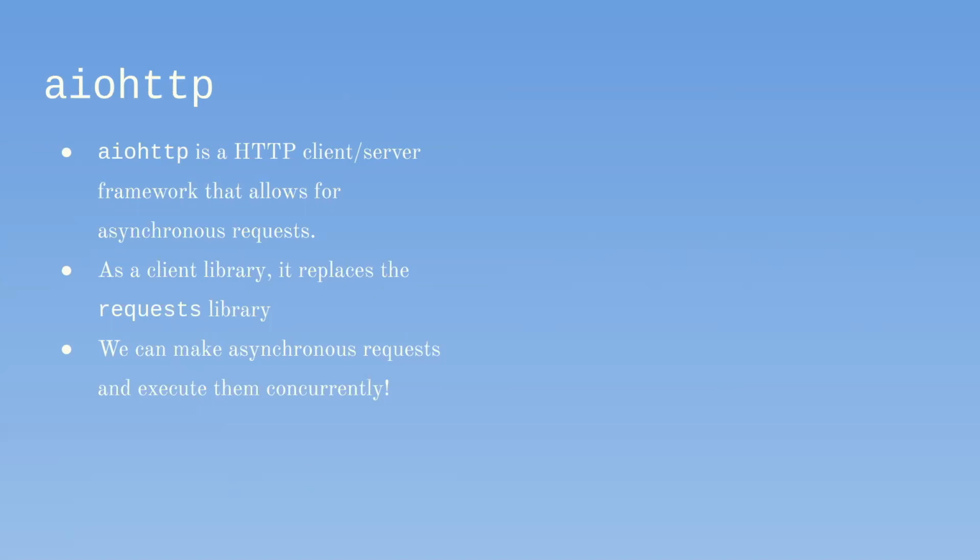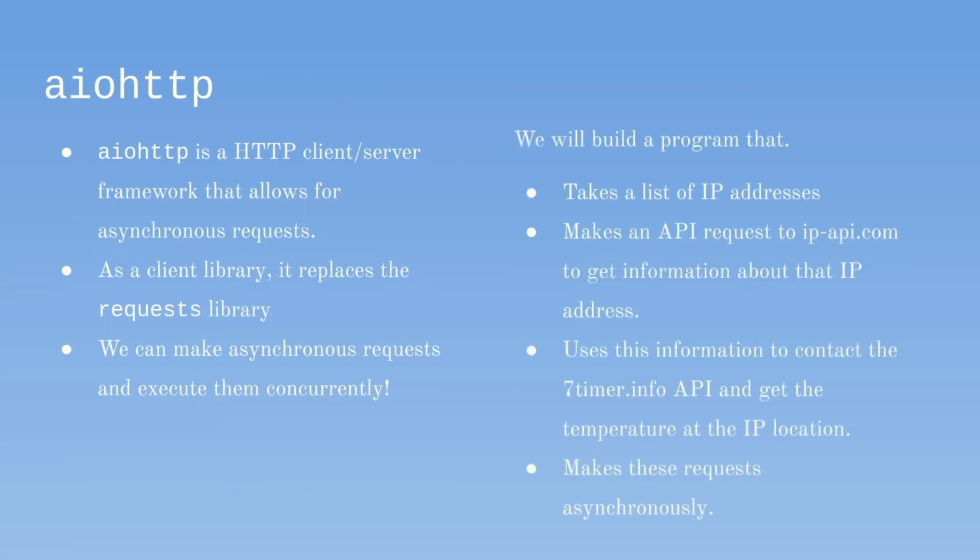So we're going to use this module, and we're going to build a program that takes a list of IP addresses, is going to make an API request to ip-api.com to get information about that IP address. It's going to use this information to contact the 7timer.info API and get information about the temperature at that IP location. And we're going to try and make these requests asynchronously.